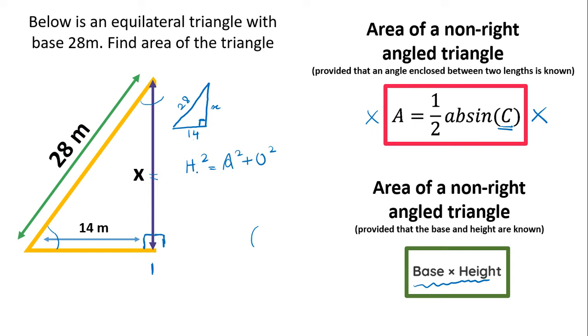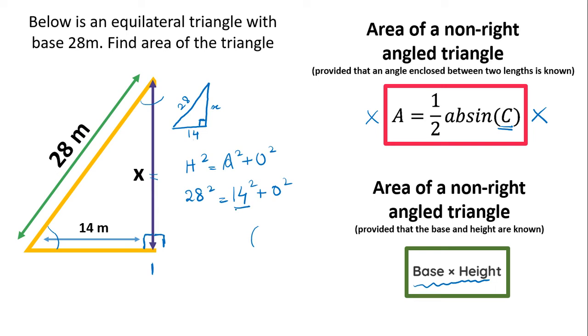So h, that is the hypotenuse, is always supposed to be this diagonal length, or the longest length. So I'm going to write 28 squared equals the a squared. Now in this particular situation, because I'm not dealing with any angles, I can take a as anything. Either I take my a as x or I can take a as 14, doesn't really matter. So I'm just going to write 14 squared plus o squared.